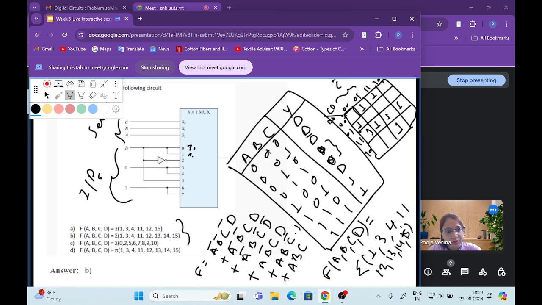Okay. So what we have got is f of (a, b, c, d) equal to the min terms 1, 3, 4, 11, 12, 13, 14, 15. Now we have to match in these options. So option B, 1, 3, 4, 11, 12, 13, 14 and 15. So option B is the correct answer for this question.